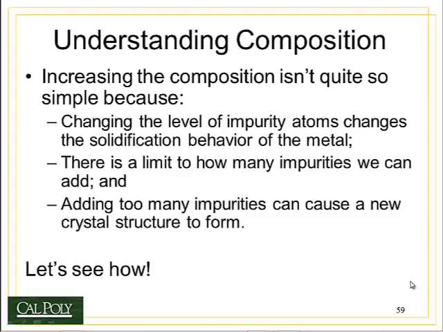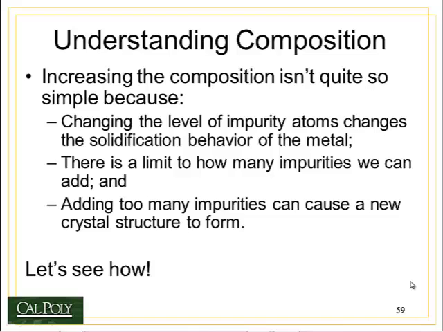But there's also, and more importantly, a limit on how many impurities we can add to the alloy. And that means that if we add too many impurities, we get a precipitate. Just like when we add too much salt to water, we get excess salt. If we add too many impurities into the liquid metal, we'll get too many impurities that come out of solution and form a precipitate. And this can also happen in the solid state.